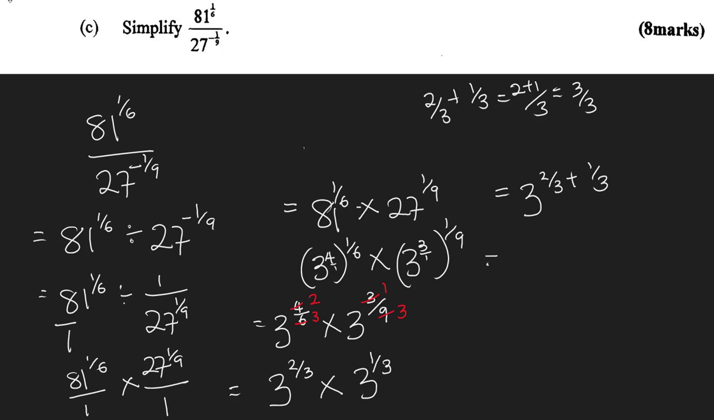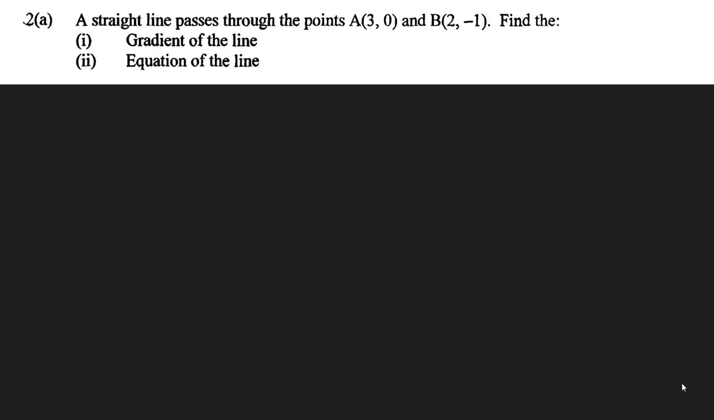So this is the same thing as 3 to the power of 3 over 3, right? So 3 into 3, here is 1 and here is 1. So you're left with 3 to the power of 1, and 3 to the power of 1 is the same thing as 3. So that is the answer. Very simple. Let's move to the next question.